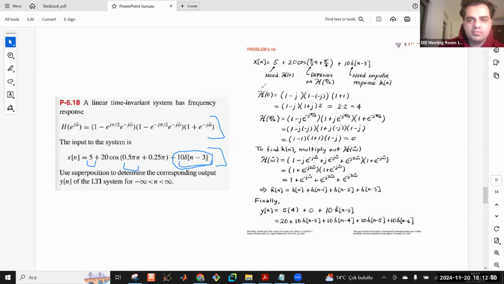For the DC term, H0 is equal to 4. So we simply multiply the DC term by 4. For this pi over 2 frequency, the frequency response is 0. Therefore, that part of the signal will be multiplied by 0. For this term, we will use the difference equation.